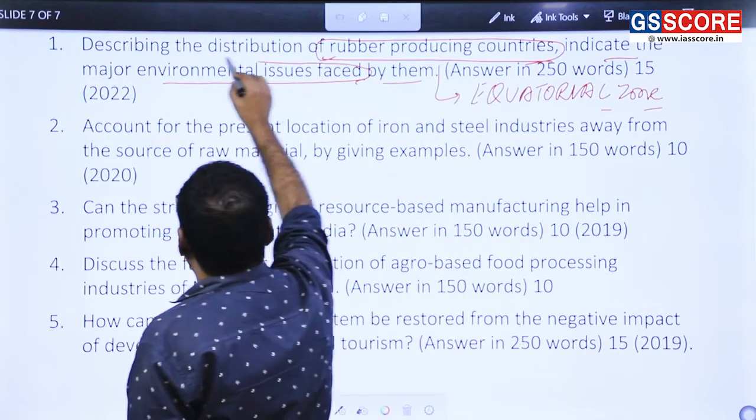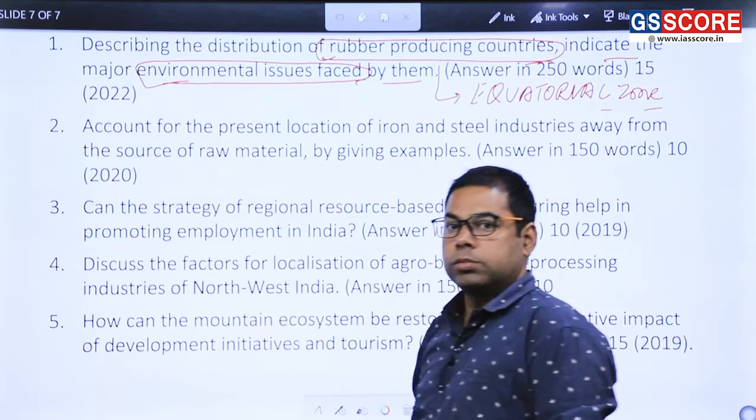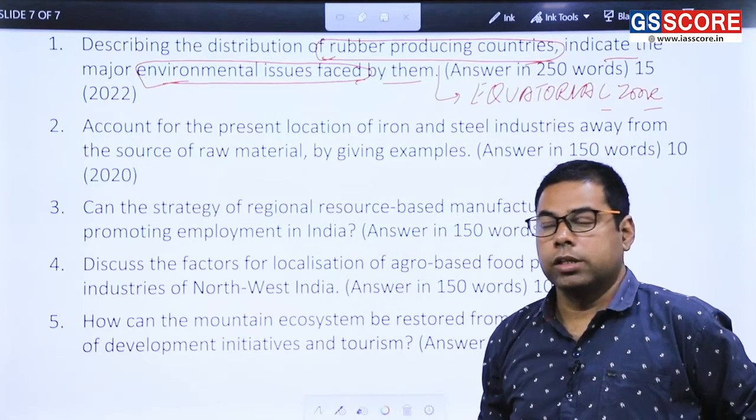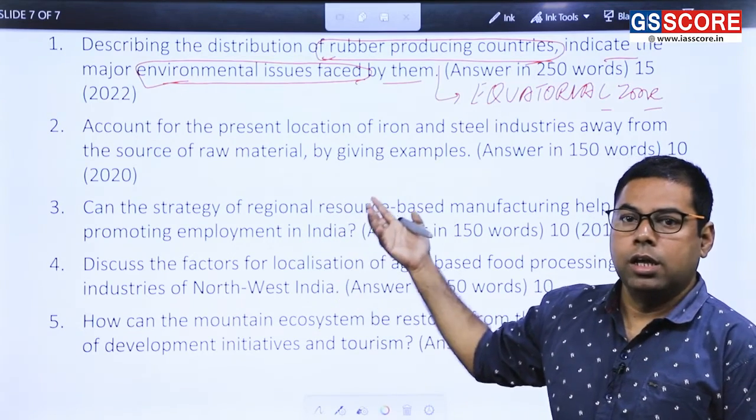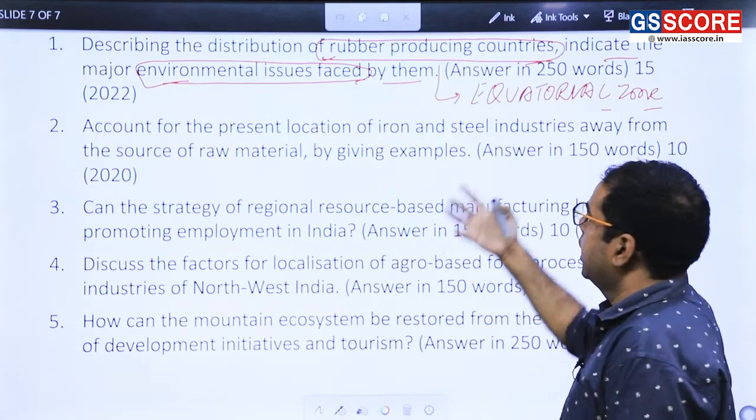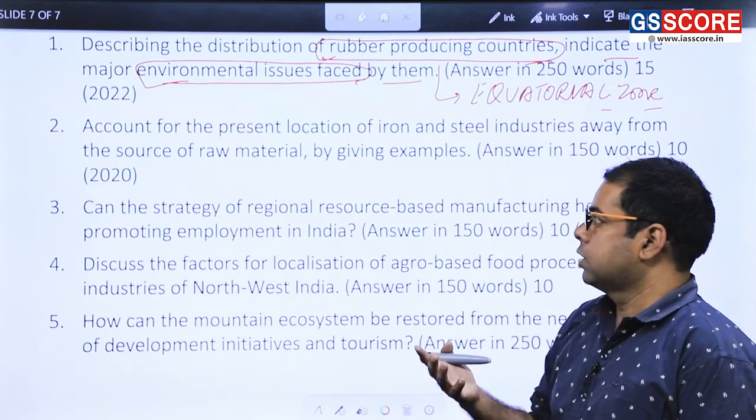Environmental issues. So what are the problems there? There is a problem of forest fire, there is a problem of degradation of the forest by cutting, right? Heavy precipitation, soil erosion, like these environmental problems have been observed there.